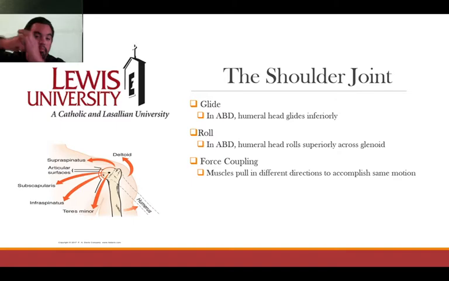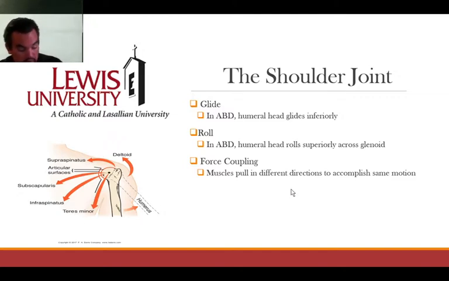Okay? But it also has a little bit of roll. So it rolls and then glides. I'm trying to get a good camera angle for you. There you go. So it rolls and glides. Roll and glide. Roll, glide. Okay? And that's what happens with that humeral head. So it rolls over and glides down.